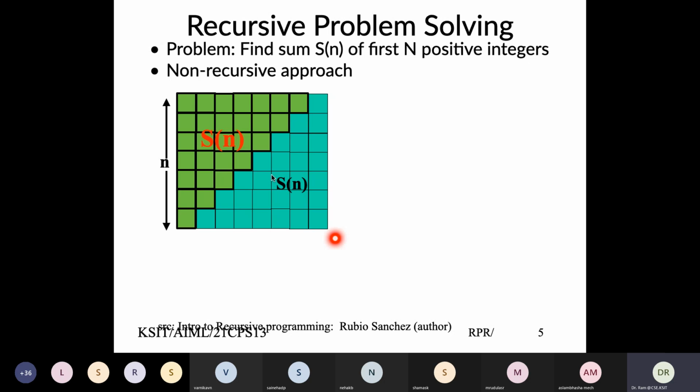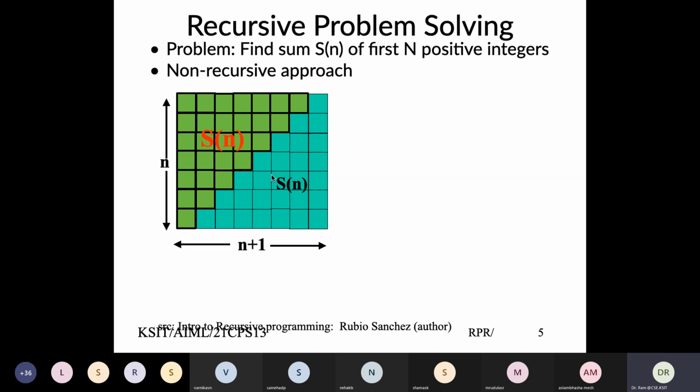Length is n plus 1, height is n. What is the area of this rectangle? The height is n, length is n plus 1. What is the area of this rectangle? n into n plus 1.